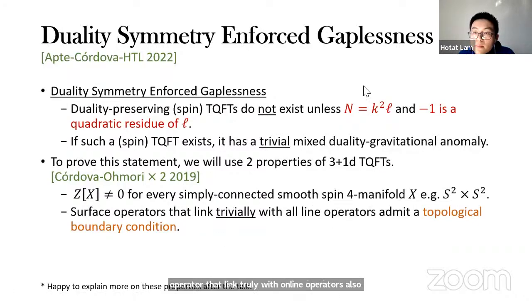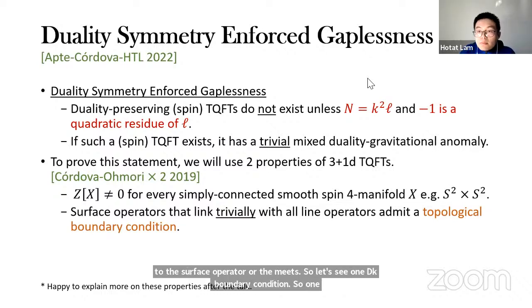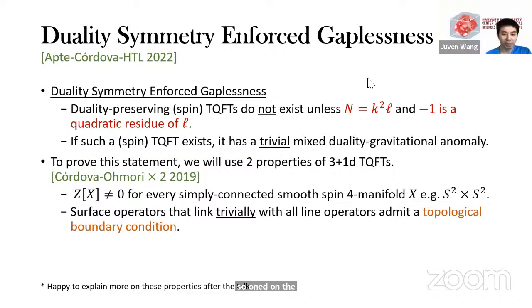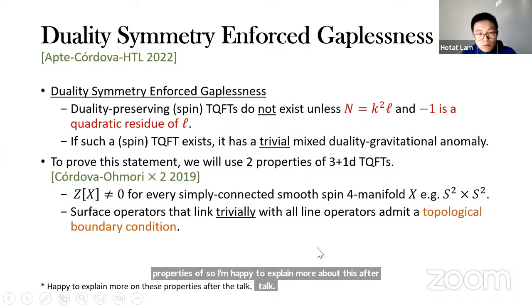Go ahead. Let me just clarify this statement here. You are explaining that the 2D surface operator admits, let's see, 1D gapped boundary conditions. Right, yeah, 1D gapped boundary condition. Okay, no problem. And so these are the two properties that I'm going to use. In fact, they can even be proven from more basic properties of 3+1D TQFTs. I'm happy to explain more about this after the talk, but in view of time, I wouldn't be able to explain this here. Okay, so these are the two properties I'm going to use.